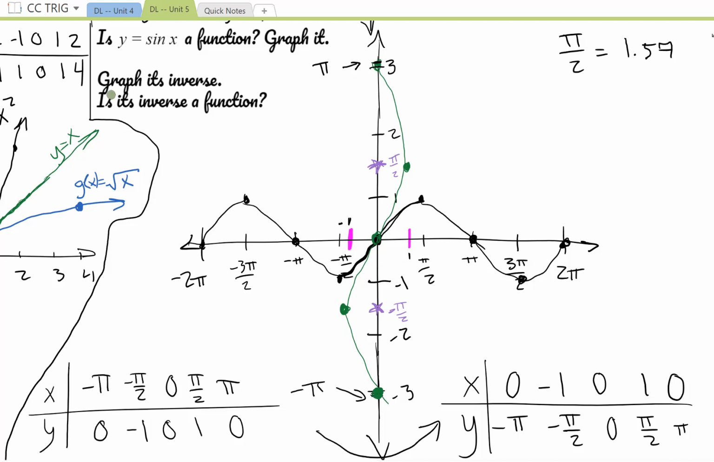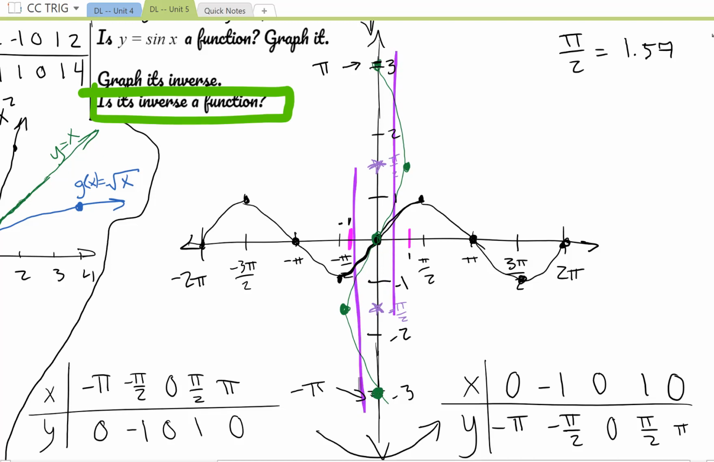Is its inverse a function? This right here, vertical line test, is failing. No, the vertical line test fails. So technically, when we just reflect the points, it's not a function.